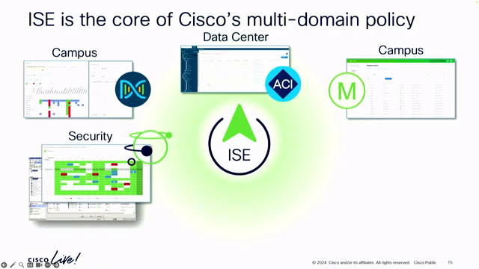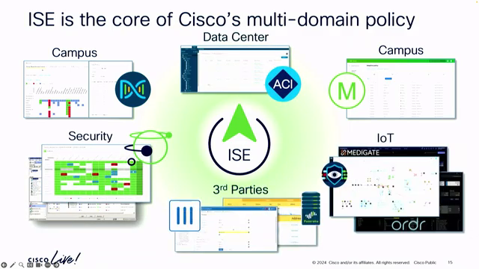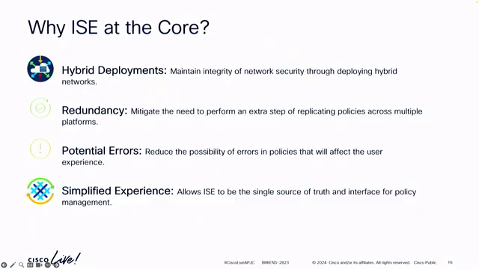Here you can see we have ICE, which is sitting at the very core of multi-domain policy. The reason being, ICE has the capability to integrate with SD-Access, it can integrate with a 3-tier network, and it can integrate with Meraki dashboard, even ACI. So the reason we have ICE at the core is because obviously it fosters hybrid deployment, it supports redundancy, you don't have to type policies at multiple places, but most importantly, it becomes the single source of truth for all your policy management and security.